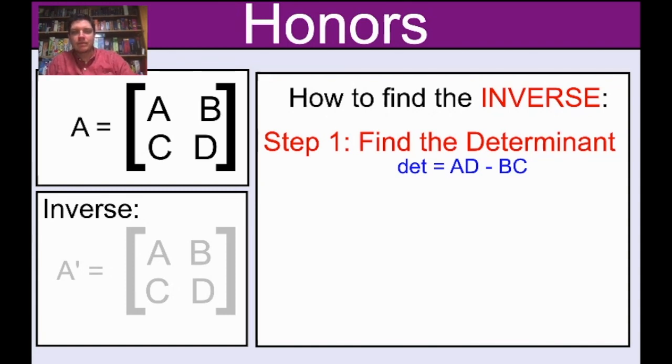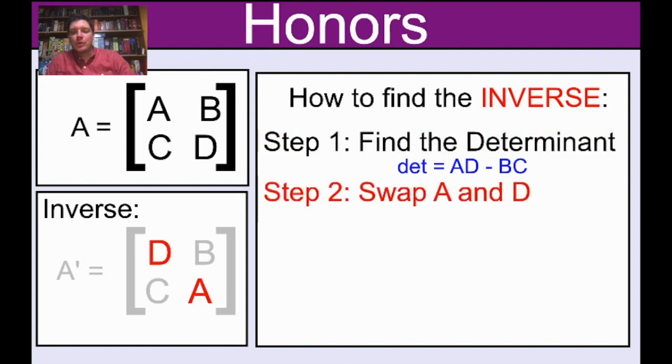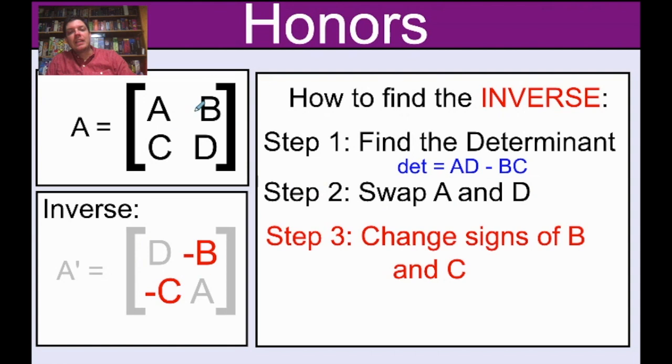That's always step 1. Step 2, you're going to take the upper left corner and the bottom right corner, and you're going to swap those. So you could see in the original one, it was A in this corner and D down here. We're actually going to take those two and flip them. Okay, that's step number 2. Oh, this is going to be 4 steps. It doesn't matter. Step number 3, the other 2 corners, we're going to change their signs. So if they were positive, they're going to become negative. If they were negative, they're going to become positive.